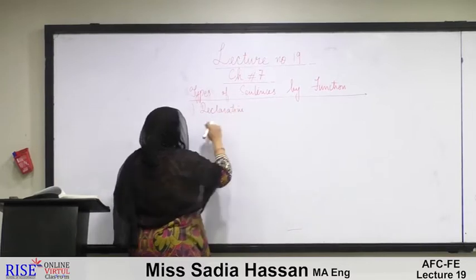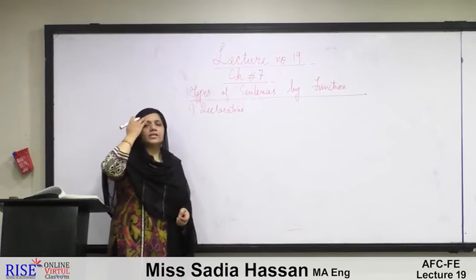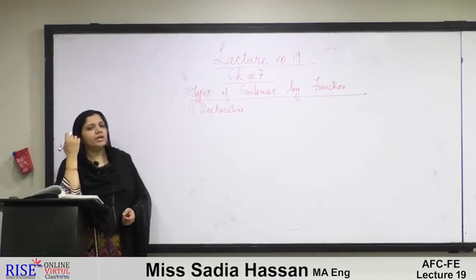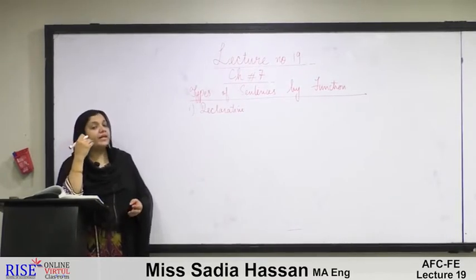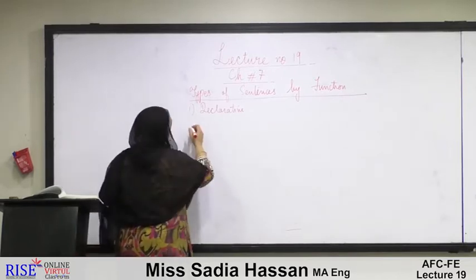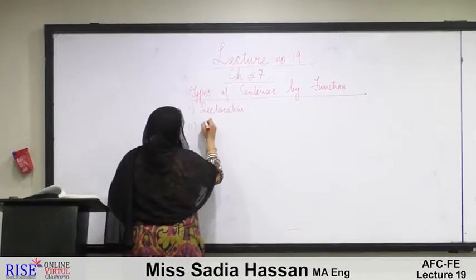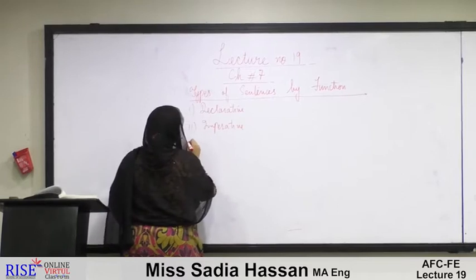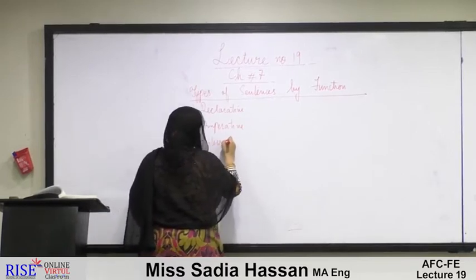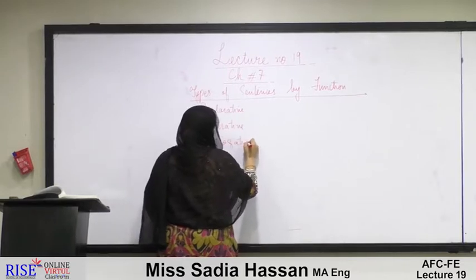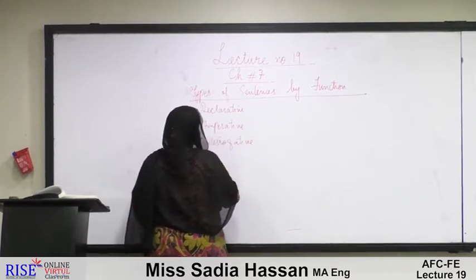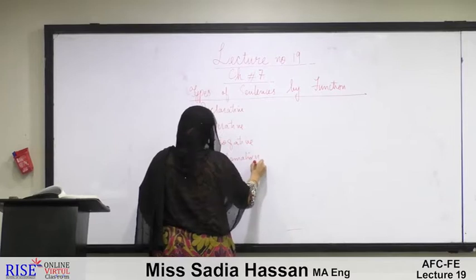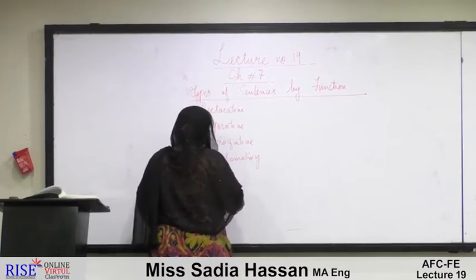We have also discussed these functional kinds of sentences in chapter number 1, but that was just an introduction, concerned with the definition. Today we are going to look at this functional classification in detail. The second is called imperative. The third is called interrogative. The fourth is called exclamatory. The fifth is called optative.